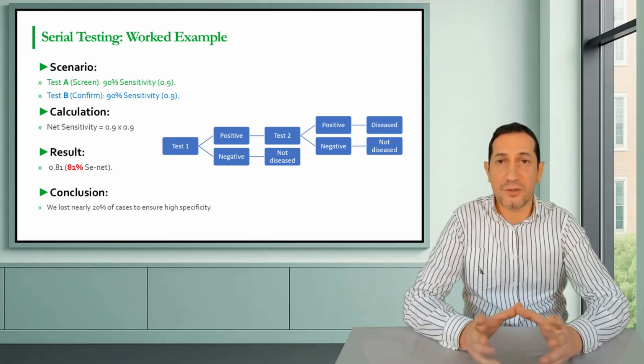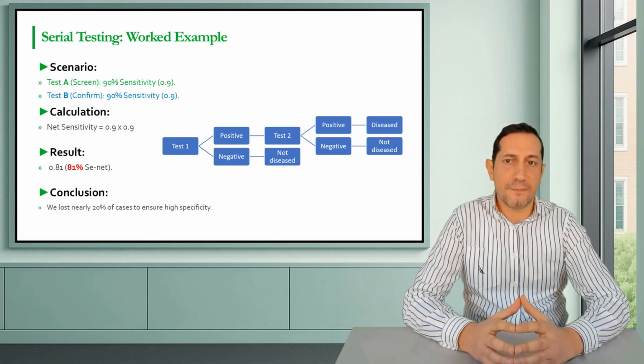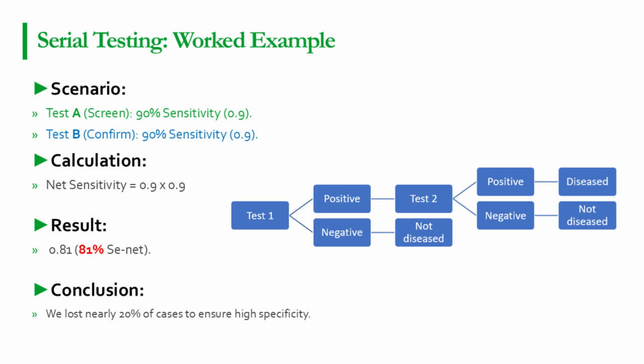Now let's see the impact on sensitivity. Suppose our screening test detects 90% of cases, and our confirmatory test also detects 90%. In a serial protocol, a sick animal is only found if it tests positive on both. 0.9 multiplied by 0.9 equals 0.81. Our system's total sensitivity has dropped to 81%. We are now missing almost 1 in 5 cases. This is the calculated risk we take to ensure that we never falsely condemn a healthy animal.